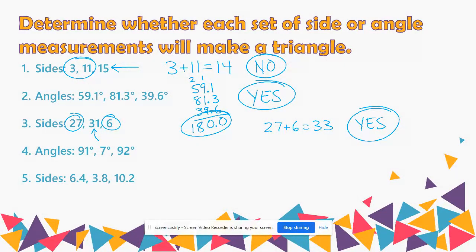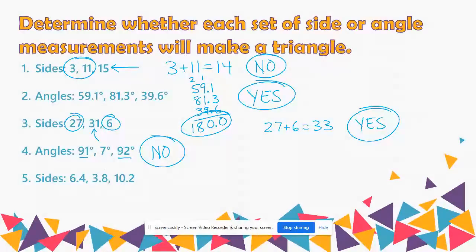Number 4, I don't even need to add these up because what I see right away is I have two obtuse angles. I have two angles that are bigger than 90. That is impossible in a triangle. So without even doing any work, I know this is a no.